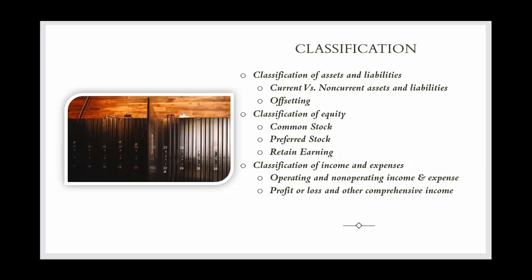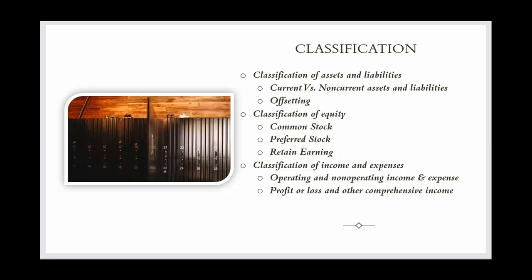Detailed explanation. Classification of assets and liabilities. Definition. Classification is the sorting of assets and liabilities based on their characteristics, such as nature, role within the business, and measurement methods. Example, current versus non-current assets. Current assets are expected to be converted into cash within a year, e.g., cash, accounts receivable, inventory. Non-current assets provide long-term benefits and are not expected to be converted into cash within a year, e.g., property, plant, equipment.